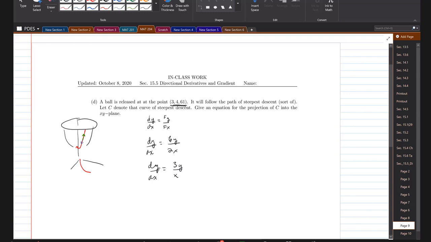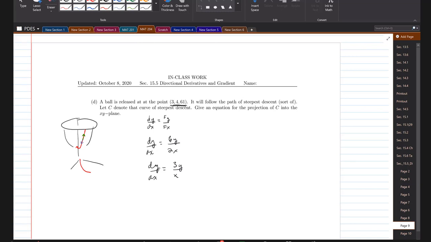I have another question. Why did you do f_y over f_x instead of negative f_x over f_y? Yeah. In the last example, we were trying to stay along the level curve. In this case, we always want to be orthogonal to those level curves. And so I've taken the negative reciprocal of the previous problem. It's a differential equation.